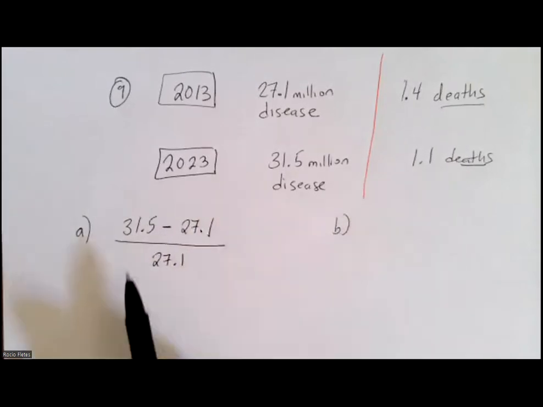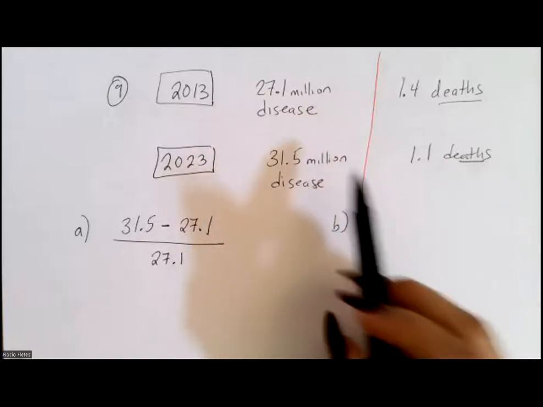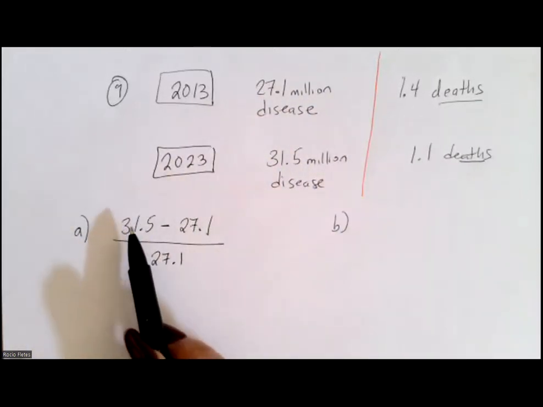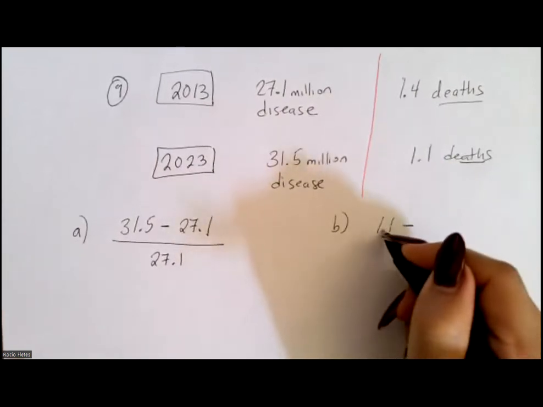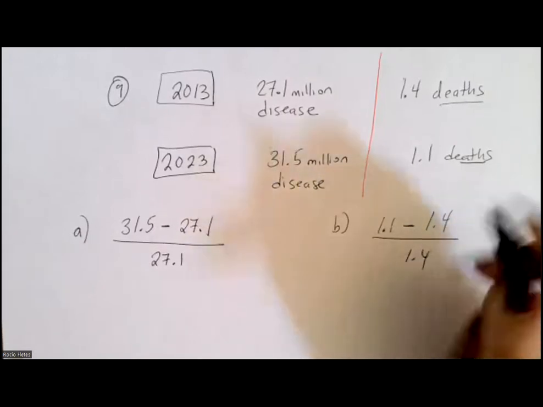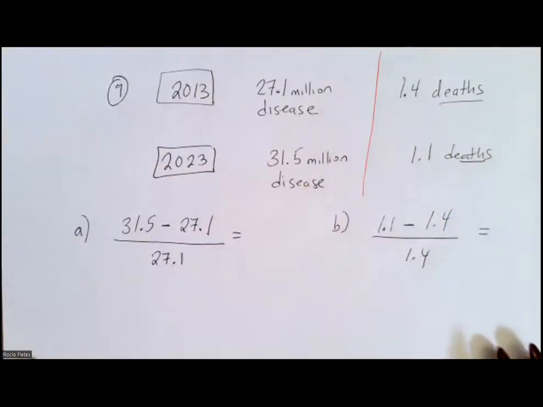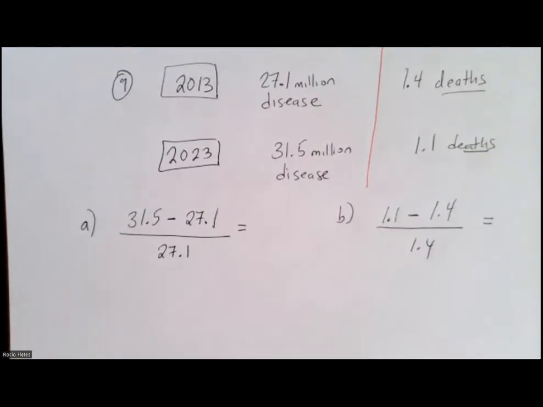Now for deaths, you're going to do the same thing. The new statistic, which is 1.1, minus the old, 1.4, divided by the old. And you're going to compute both statistics. These are results of data that was gathered, and we're trying to investigate what really happened here.